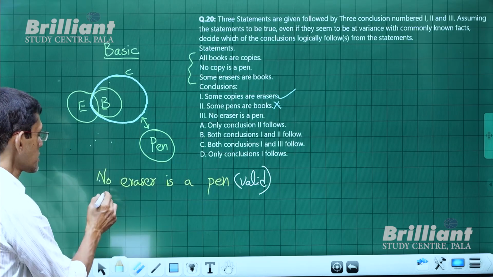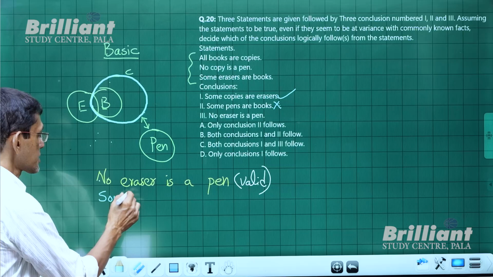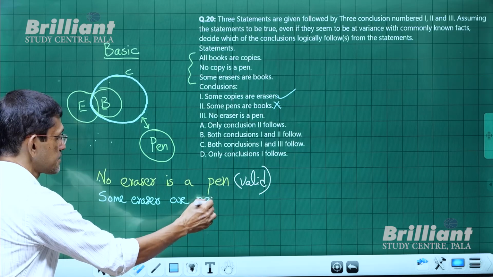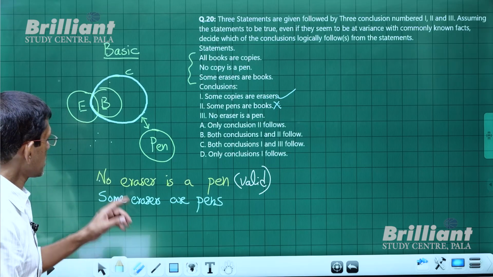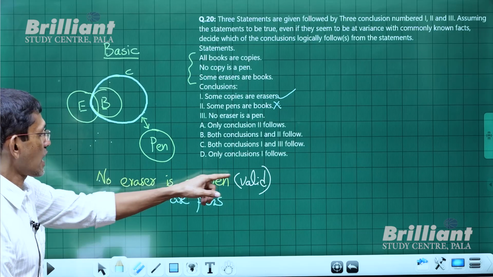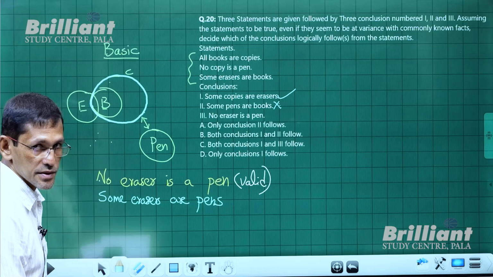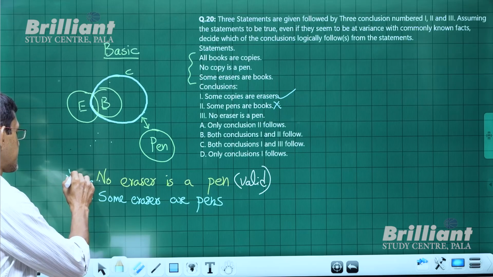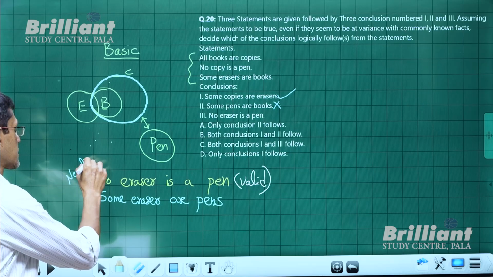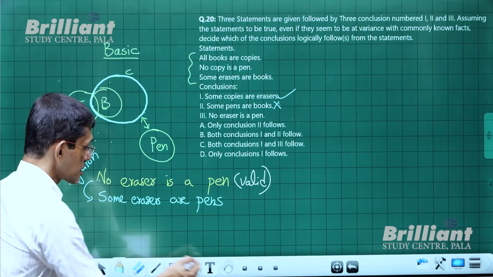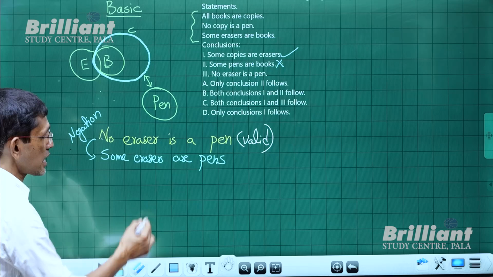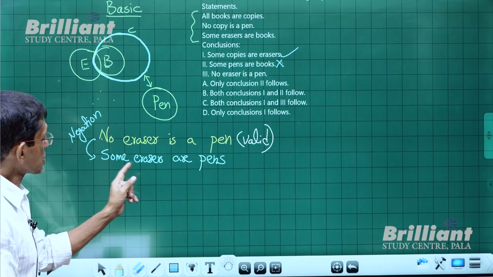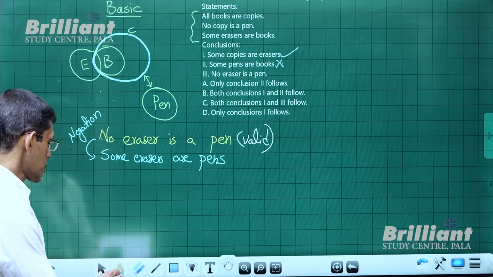So what is the conclusion? Some erasers are pens. So what we have done here: a negative conclusion which is valid, we negated it. Some erasers are pens. This step is called negation. After negation, the next thing we have to do is draw a new diagram. This is the basic diagram. We have to draw a new diagram using this negated conclusion. So what's the negated conclusion?